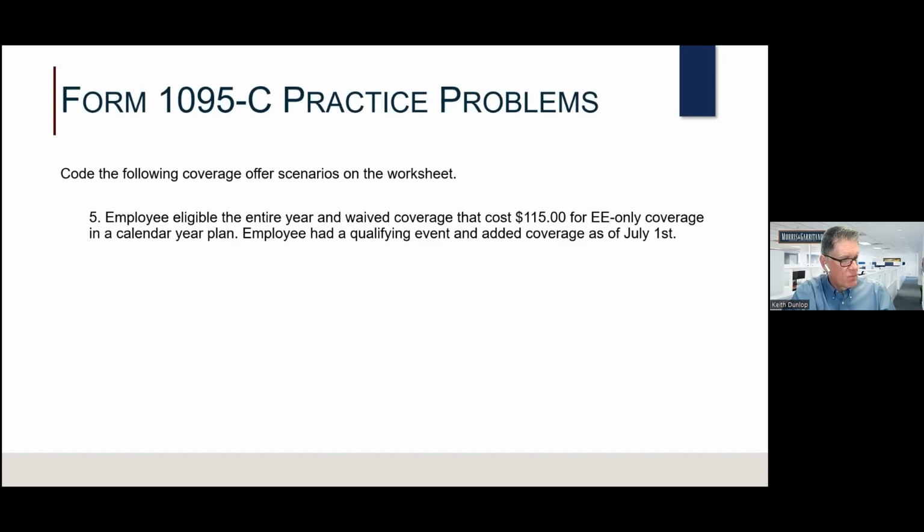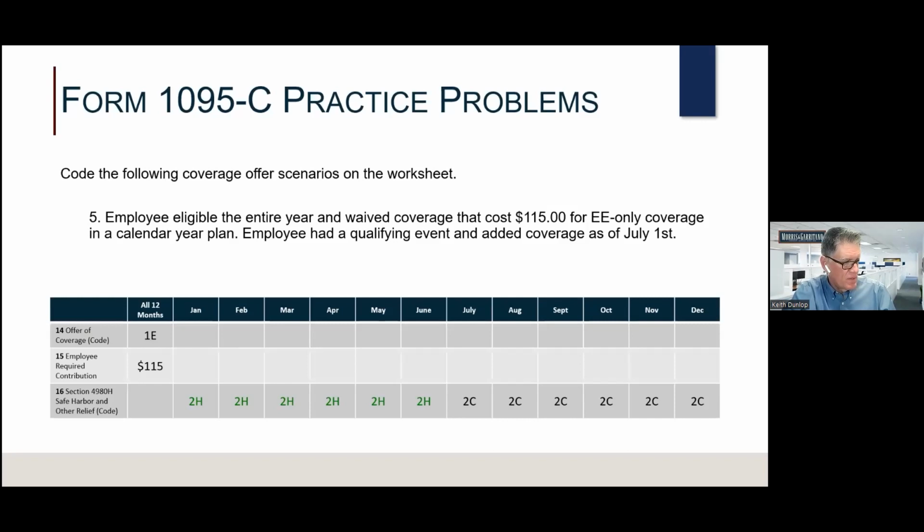Eligible the entire year, waived coverage that cost $115 for the employee only. Employee had a qualifying event and then added coverage as of July the 1st. And here's this form. 115 is over that FPL number, so we can't use 1A anymore. So now we're back to the standard 1E offer code paired with 115. That's the cost for the entire year.